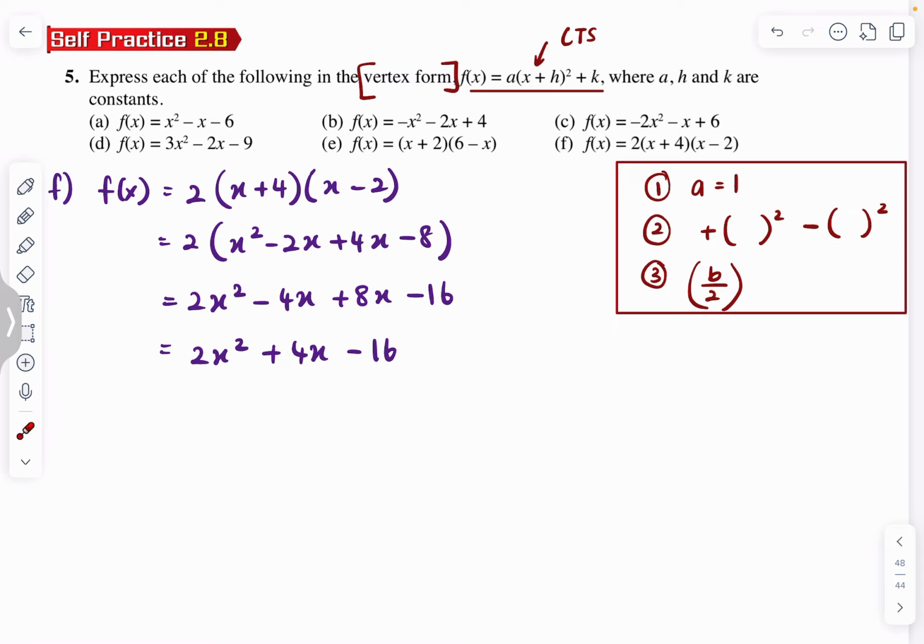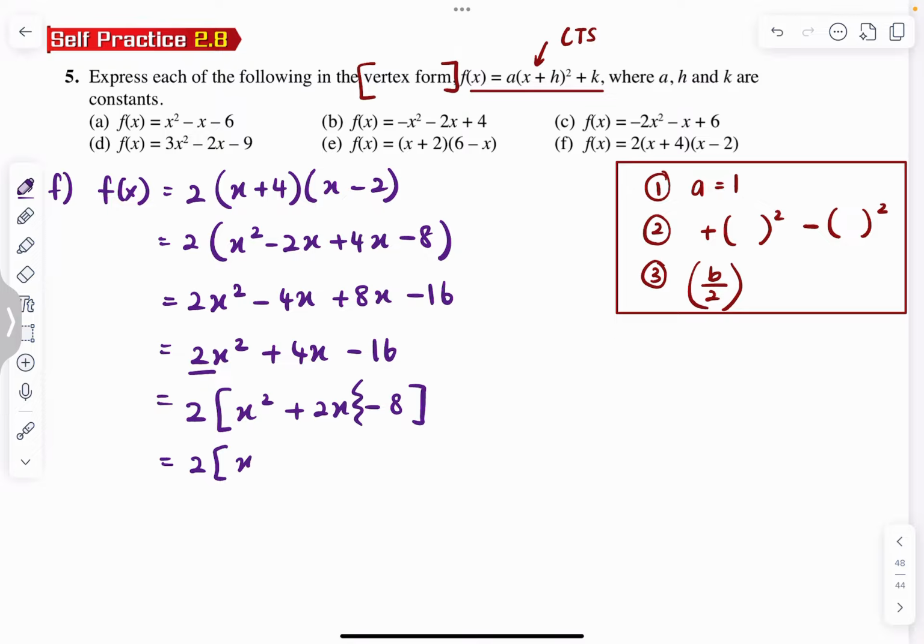So as usual, we have to make sure a is 1. In this case, a is 2. So we need to factor the whole thing by 2. And then we have to break it up here. x square plus 2x plus bracket square minus bracket square minus 8. So inside the bracket will be b over 2. So this is our b. 2 over 2 will be 1. But we just write 2 over 2.